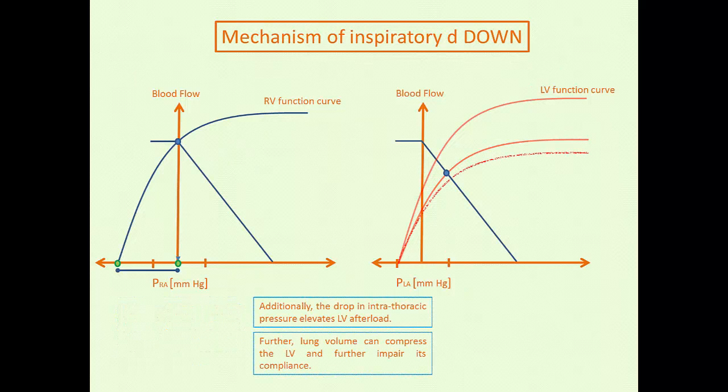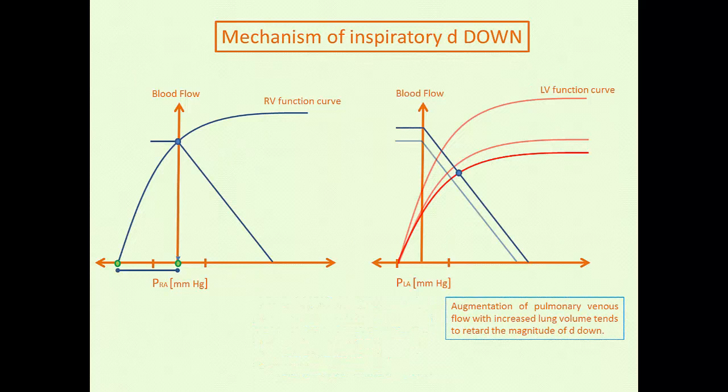So the drop in intrathoracic pressure, and again, this is more of a minimal effect in the normal heart, elevates your left ventricular afterload, which again shifts your cardiac function curve down and to the right. And as you inspire, lung volume can actually compress the left ventricle and further impair its compliance. Again, that's more of an effect on patients who are very hyperventilated, like you can imagine you're asthmatic with status asthmaticus, or your COPDer who's hyperinflated. It tends to be less of an effect in patients with normal respiratory physiology.